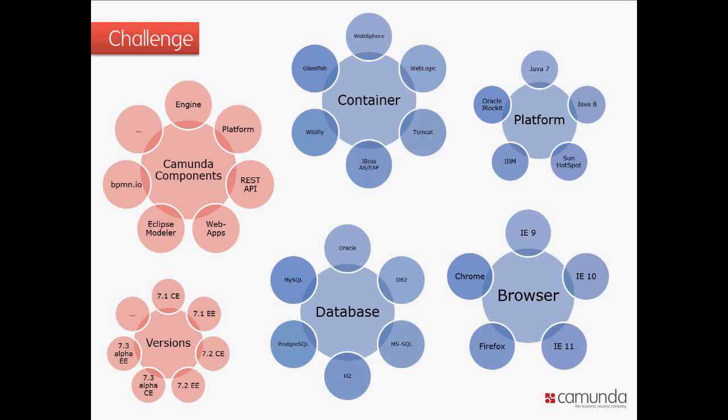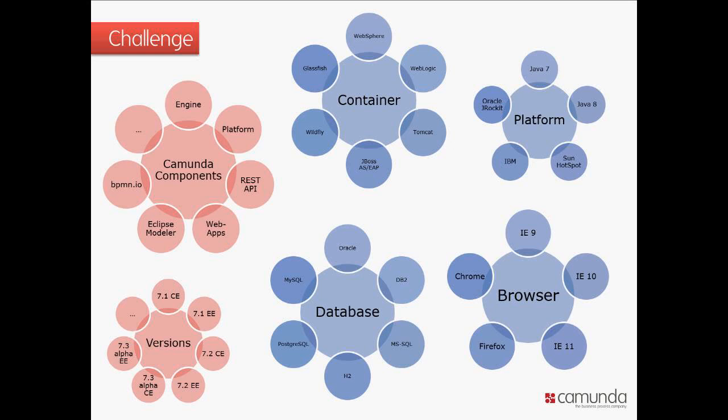The challenge we face is that we have a lot of components in the platform. We are maintaining a lot of versions, and they're getting more every day, basically. We're releasing 2 versions a year, so we get a lot of versions. We have the community and the enterprise edition. Then we have a lot of containers, like WebSphere, WebLogic, Tomcat, JBoss, Wildfly, maybe even different versions of them. We have databases, again in different versions. We have different platforms like JDKs, not only Java 7 and 8, but also the IBM JDK or the Sun Hotspot or the old Oracle JRockit or whatever.